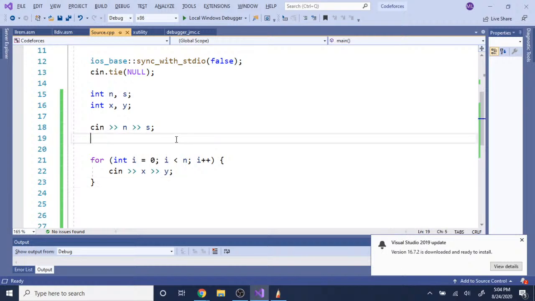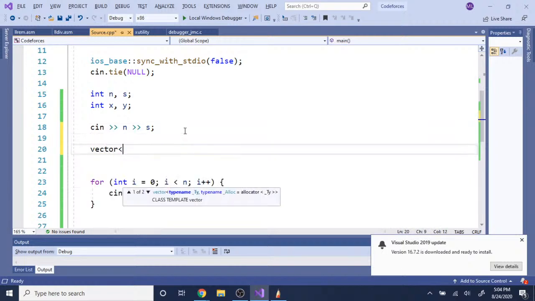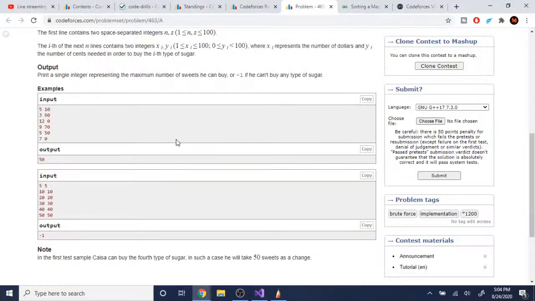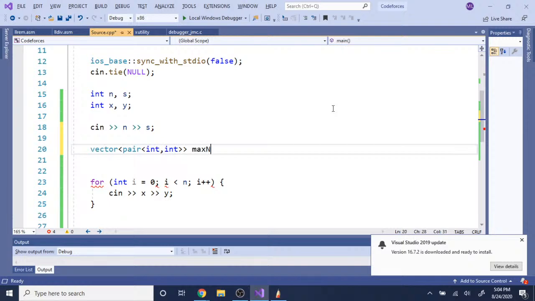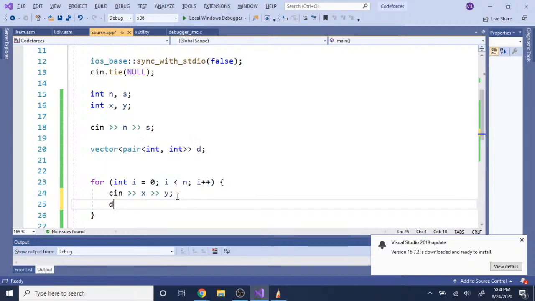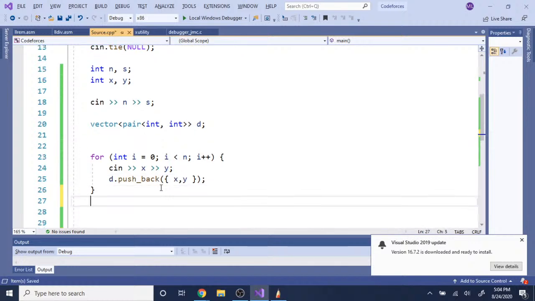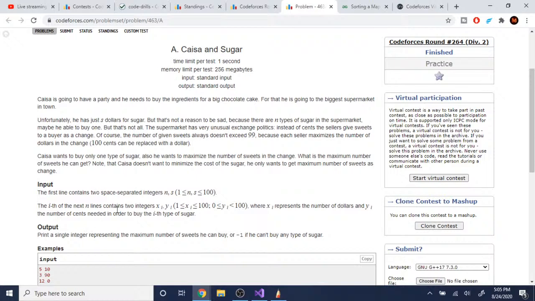Okay, so we're gonna have an array representing a pair of each X and Y. So this is representing the cents and costs. Let's call it D. D dot pushback X, Y. Okay, pair X, Y. Now we're gonna loop through from I equal to 0, I less than n, I plus plus, and then we're gonna pick each one.